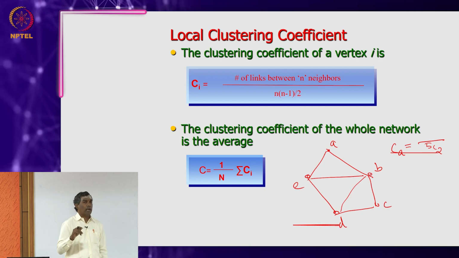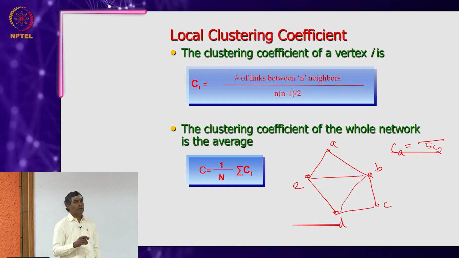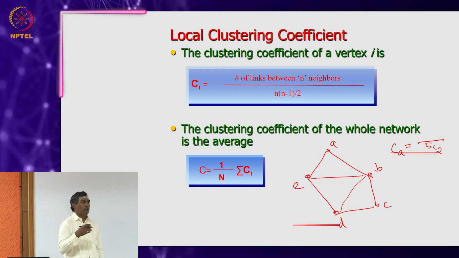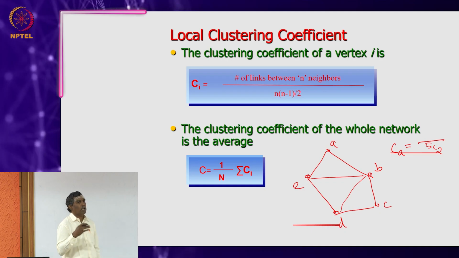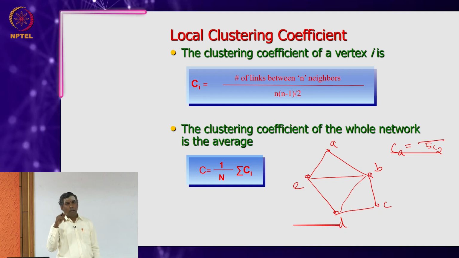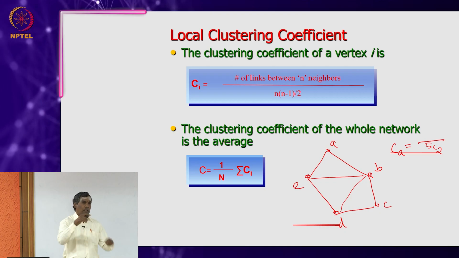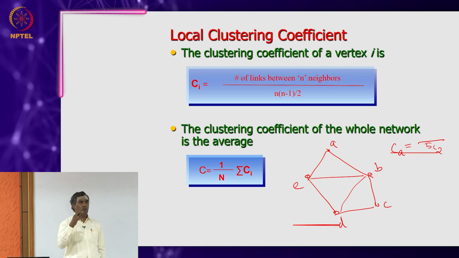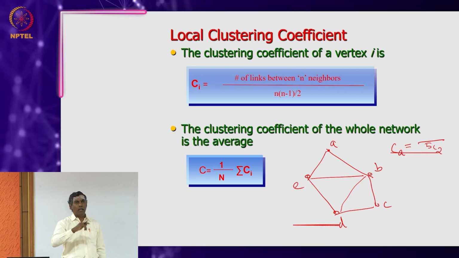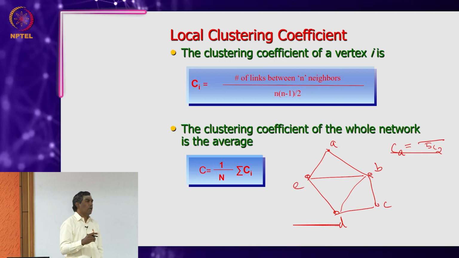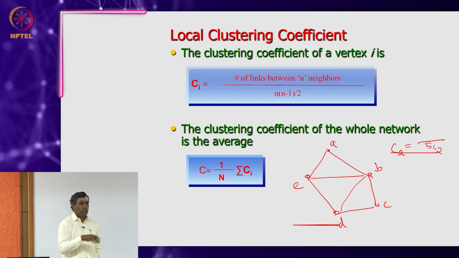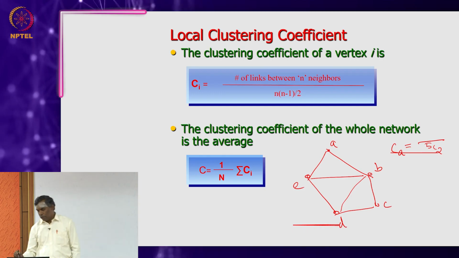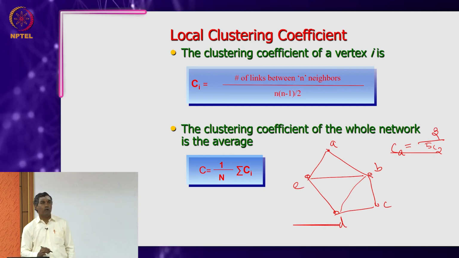How many neighbors for A? What are the neighbors? When I say neighbors of A, I include A itself as a close neighbor. So, there are A, B, E. Among these, how many links are there? You have A to B, A to E, and then B to E. So, how many links between these three? So, 3.